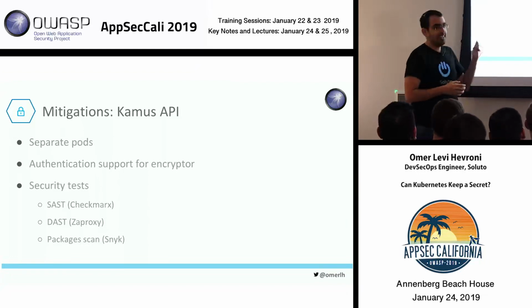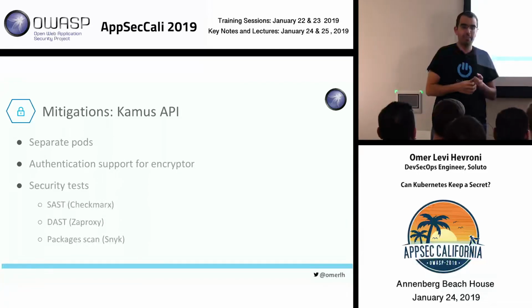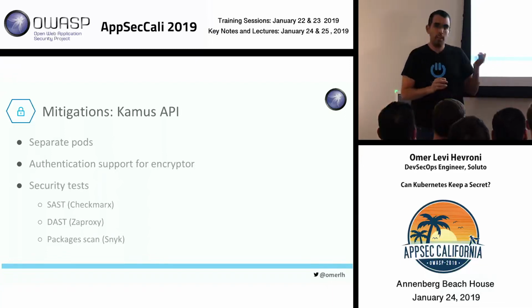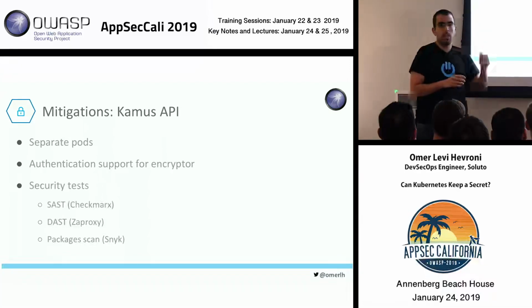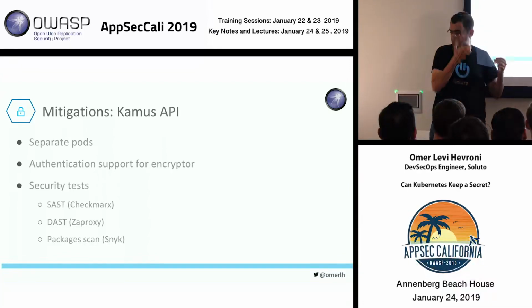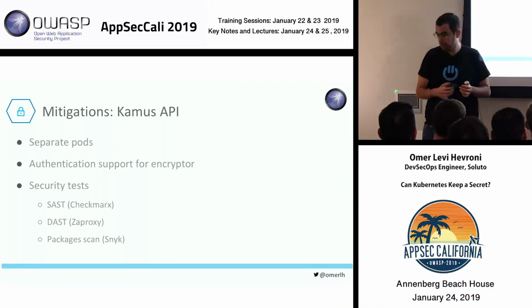There is support to add authentication for the encryptor if you want to limit who can talk with it. And there are, of course, security tests that are running on each commit going into Camus and making sure that only quality code is going into master.